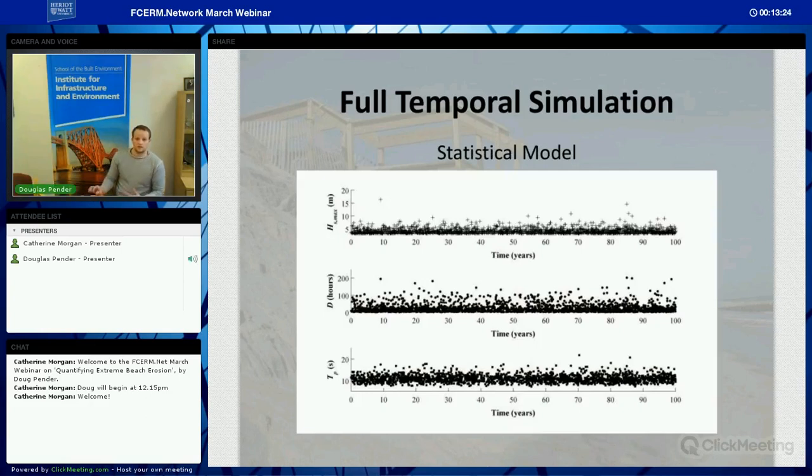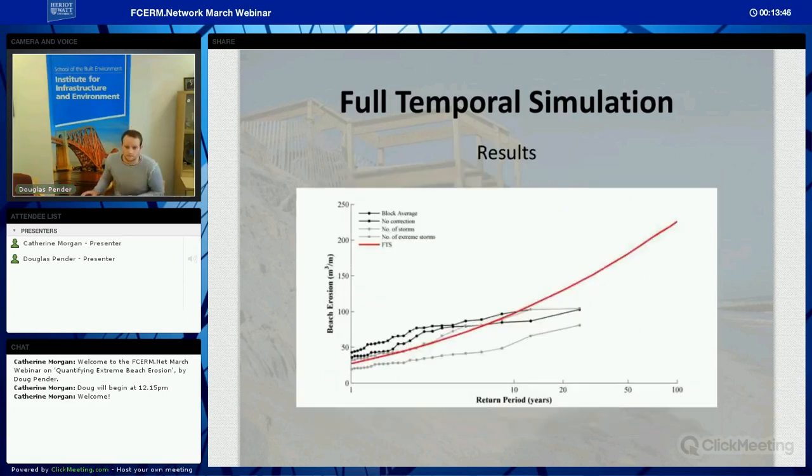So this is an example here of just what the statistical model does. I've just done this for 100 years, and you can see here you can generate this time series of synthetic storm events for whatever length of time you want. Within that, they determine the erosion and the recovery between these storm events, which allows the modelling to progress into a time series. And these are the results.